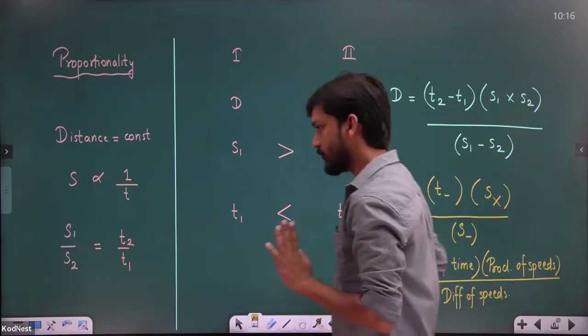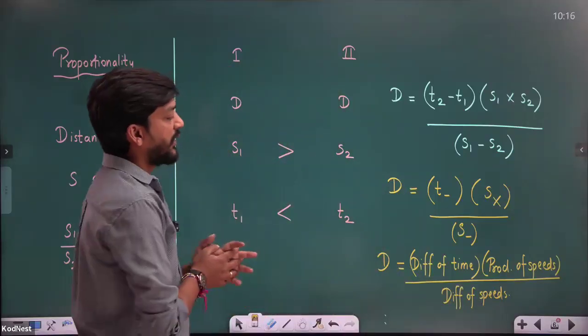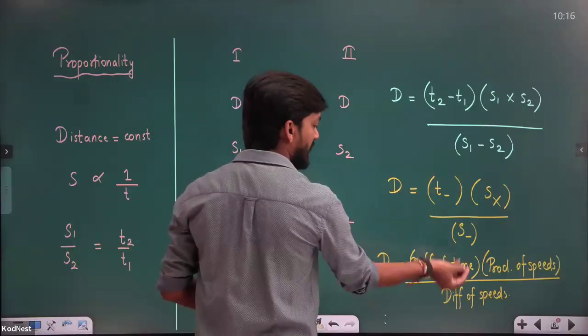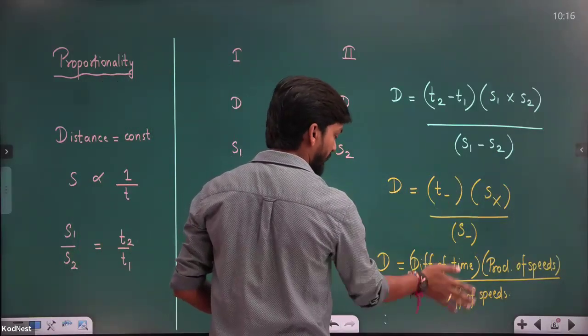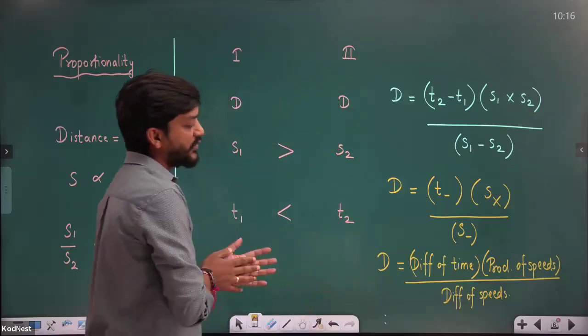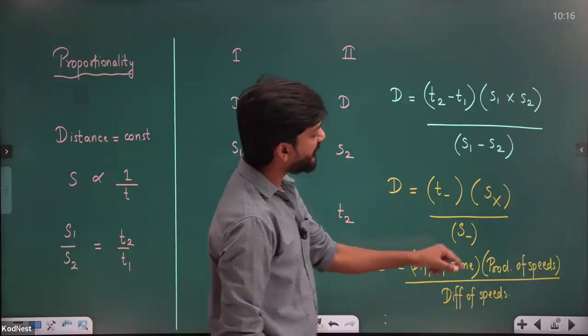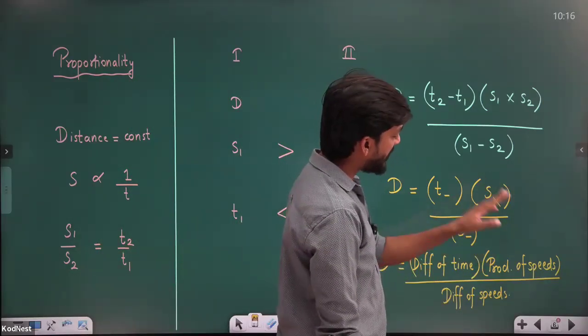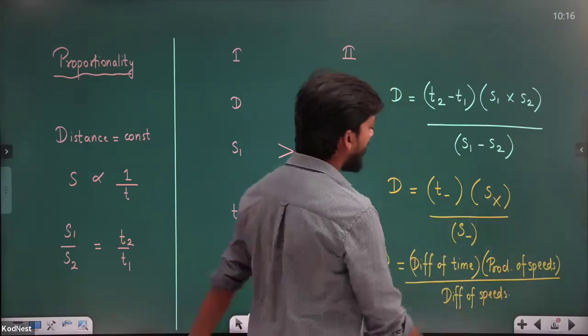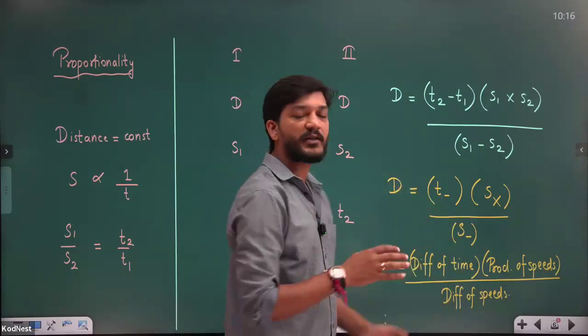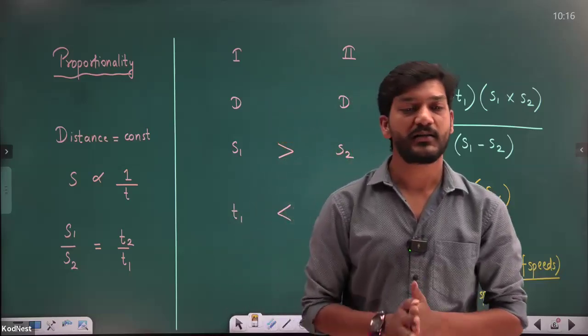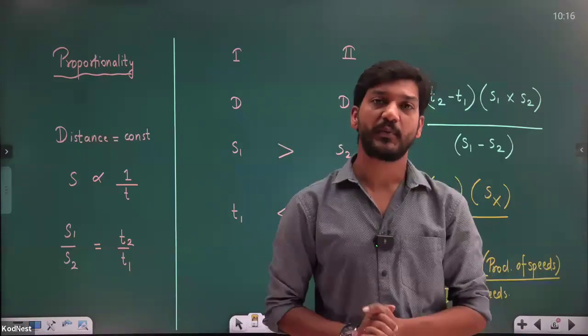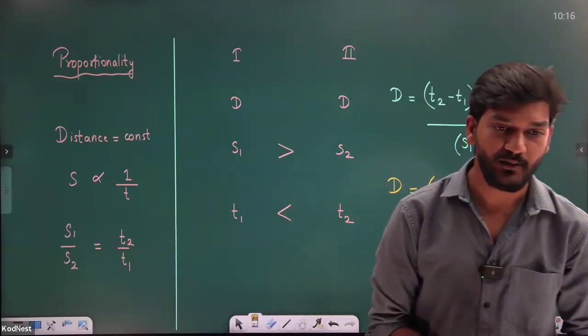Okay, so carefully observe. I have written this way also, so that you can relate what is the meaning. T minus is difference of time, cross means product, S means speed, so product of speed and difference of speed is S minus. My dear, this formula is very simple to apply. Please remember that.